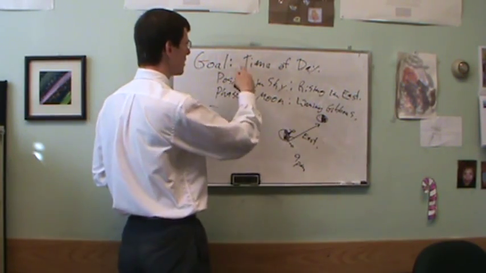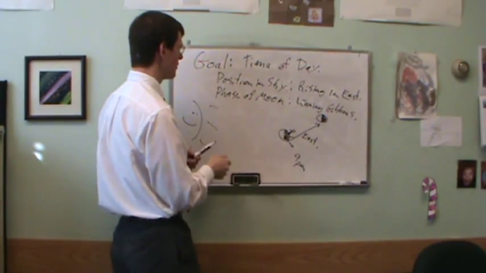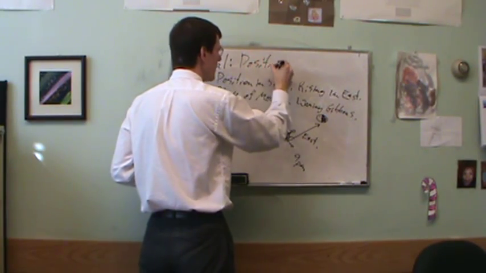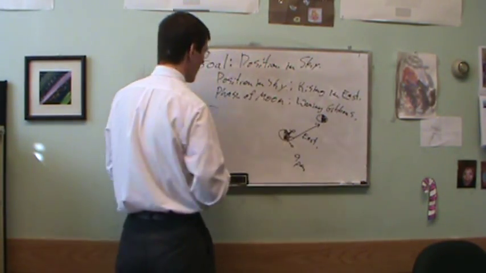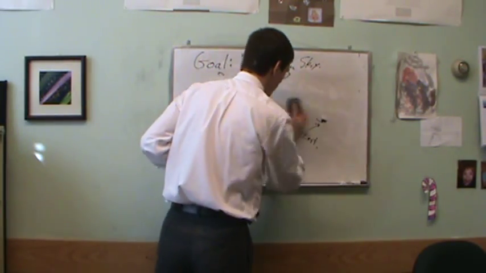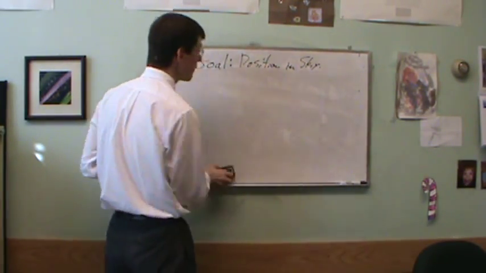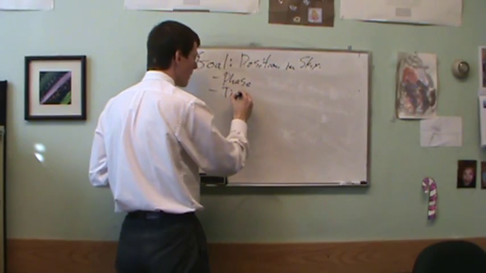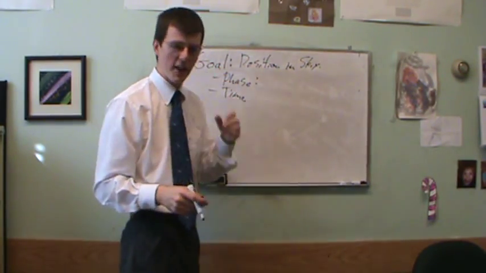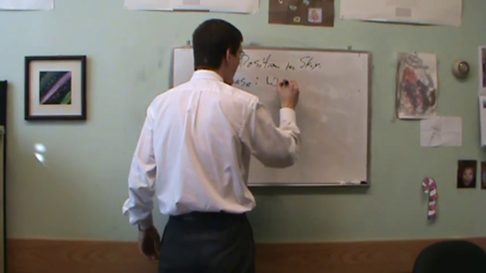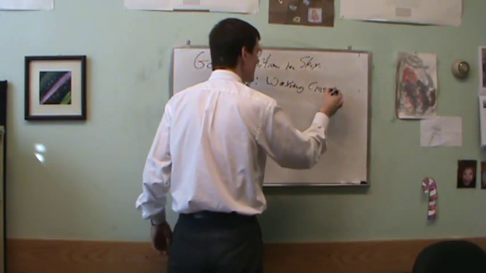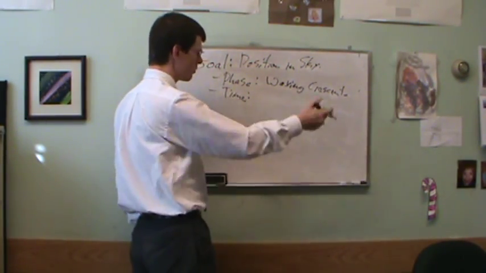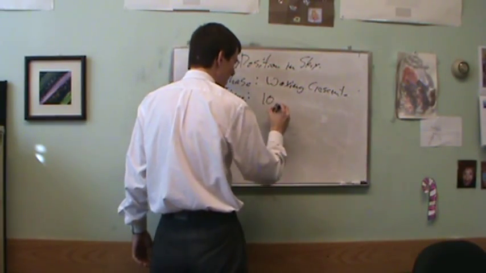So we've just done the time of day. We did the goal of figuring out the phase of the moon, and the time of day. Now the goal will be to figure out the position in the sky. So now I need to give you the other two pieces of information. I have to tell you the phase, and I have to tell you the time. So what will the phase be? I'm going to have the phase be waxing crescent. The time will be, let's have it do it late. Let's do 10 p.m., something like that.